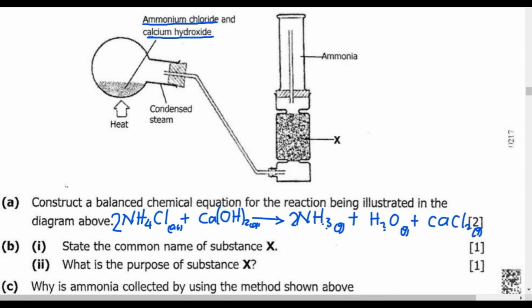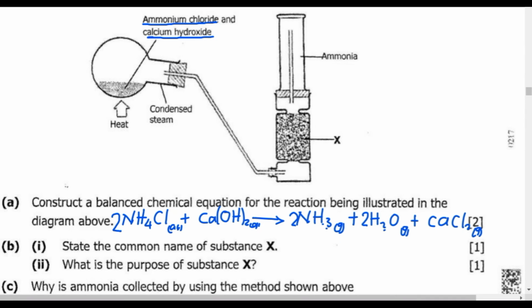What are we supposed to do here? We can put the 2 in front of water. Then our equation is now balanced. So the key point is, whenever you are asked about the preparation of ammonia in the laboratory, it is the decomposition of ammonium chloride in the presence of calcium hydroxide.